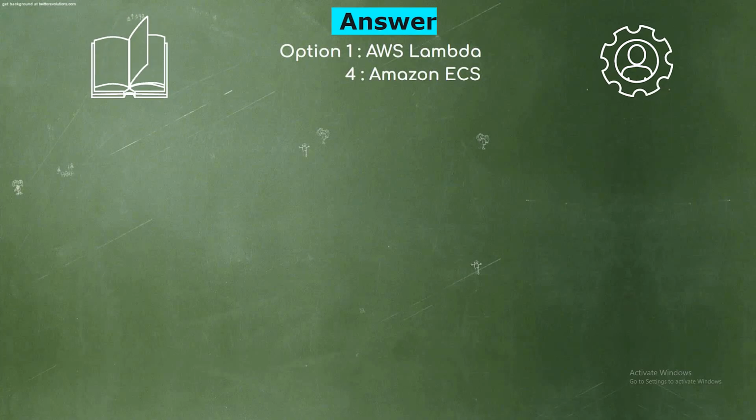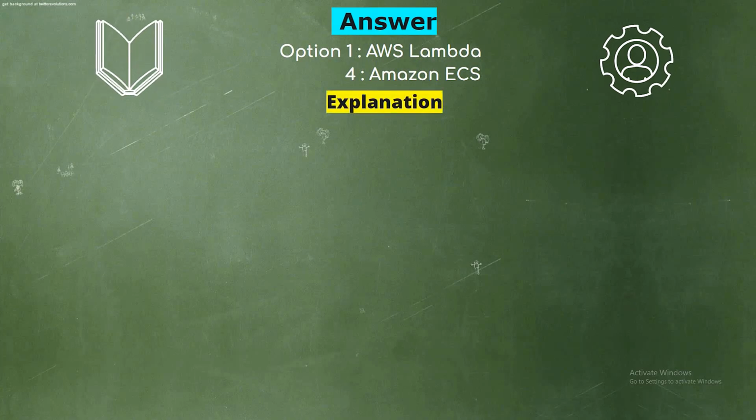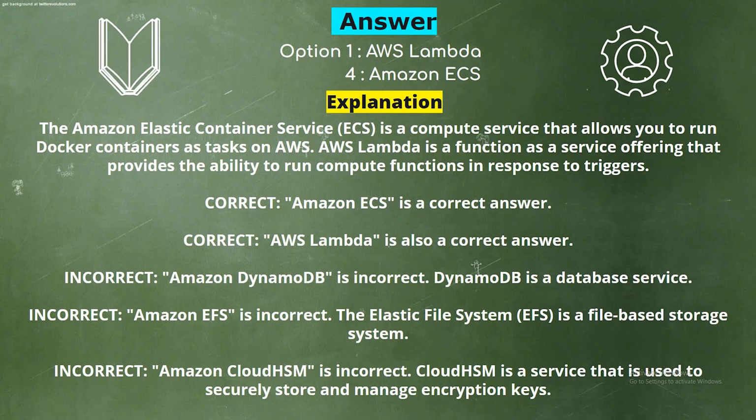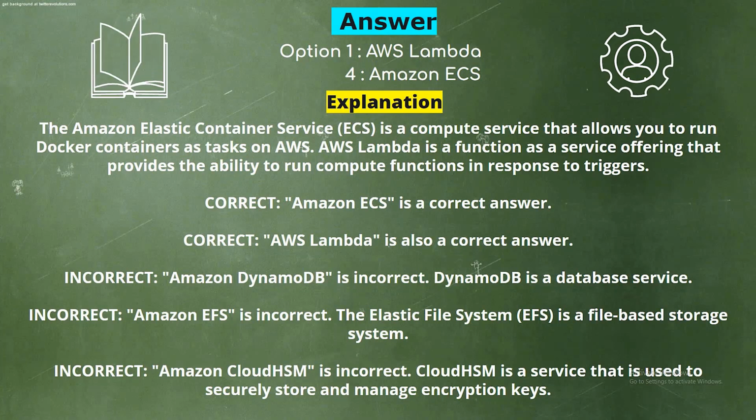Explanation. The Amazon Elastic Container Service, ECS, is a compute service that allows you to run Docker containers as tasks on AWS. AWS Lambda is a function as a service offering that provides the ability to run compute functions in response to triggers. Correct, Amazon ECS is a correct answer. Correct, AWS Lambda is also a correct answer.